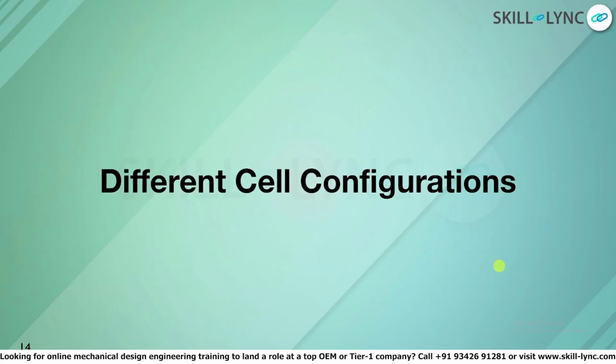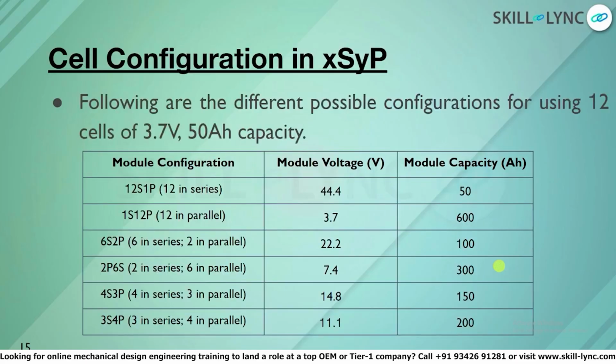Now we'll understand the different cell configurations, which is how the cells are arranged in series and parallel combinations to make a module. Remember, a module is a combination of cells arranged in series and parallel. So let us go through that. Here we have a table where we can see different combinations: 12S1P, 1S12P, 6S2P, 2P6S, 4S3P, 3S4P.